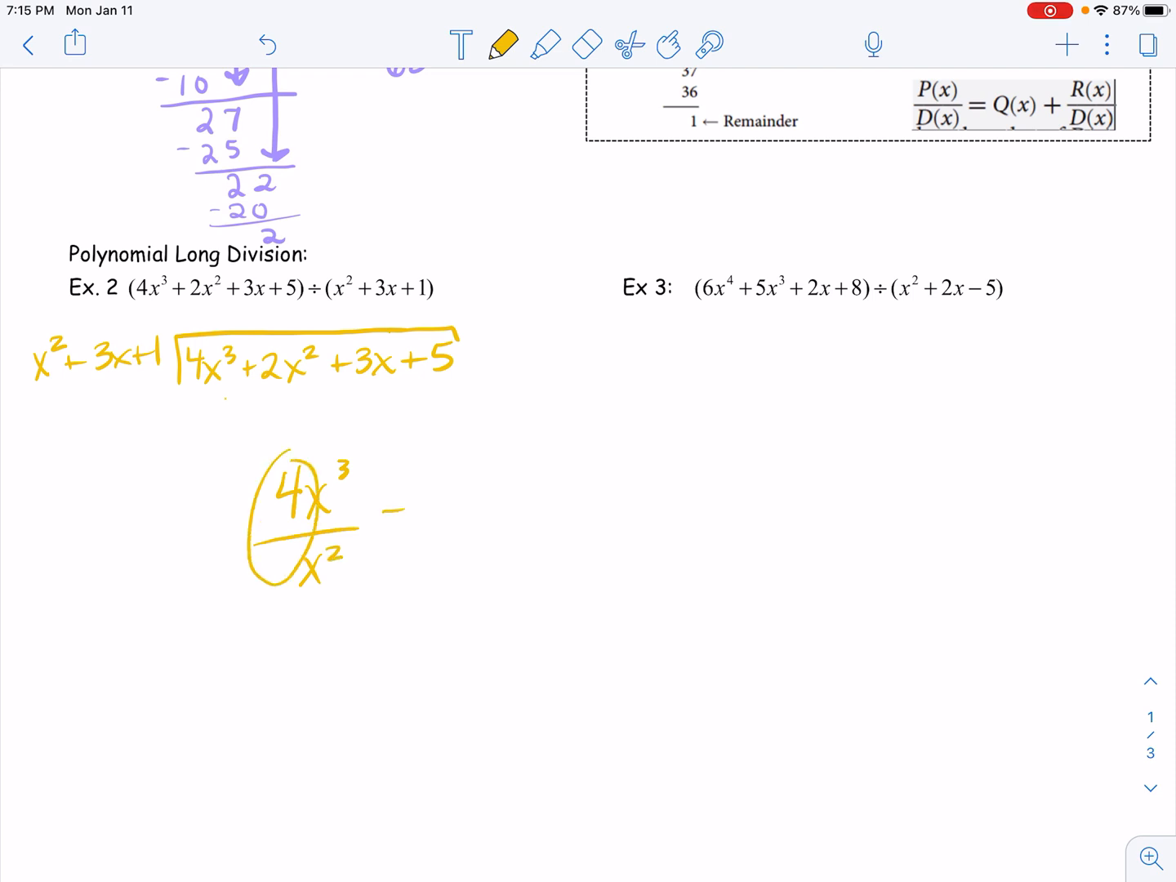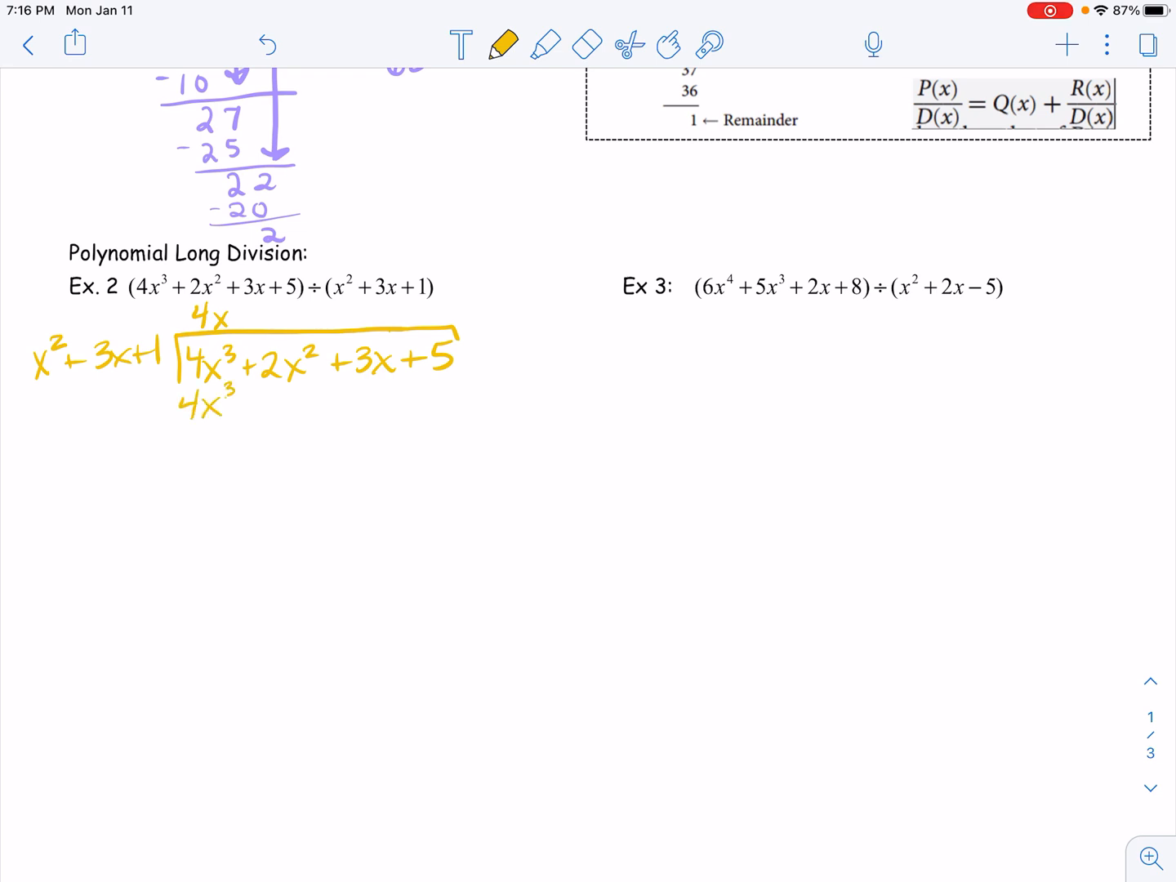Well, what's 4 divided by 1? 4. What's x cubed divided by x squared? Just x to the first power. Remember, when you're dividing things with exponents, you subtract the exponents, okay? So this is actually just 4x. Now I take that 4x, part of the quotient, and I multiply it to everyone in the divisor, not just the first term, but everyone. So 4x times x squared is going to give me 4x cubed.